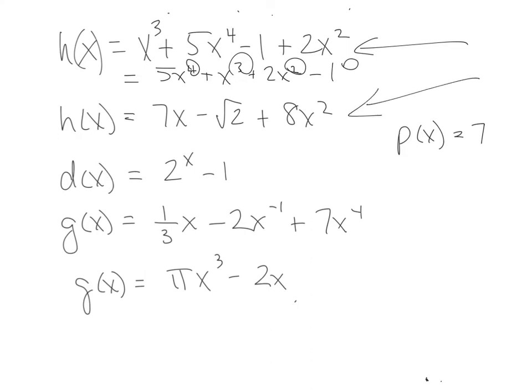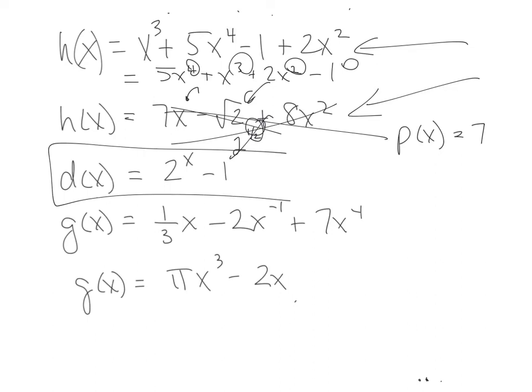What about this one right here? h of x equals 7x minus radical 2 plus 8x squared. All right? Is this a positive exponent? Yep, it is. Is this a positive exponent? And we've got to think back. What is the square root sign? Isn't that an exponent of 1/2? Is this an integer? No, it's not, and so this is not a polynomial. Okay?